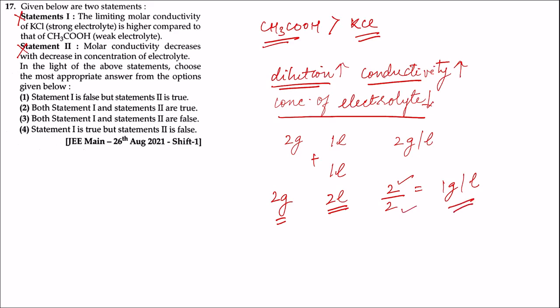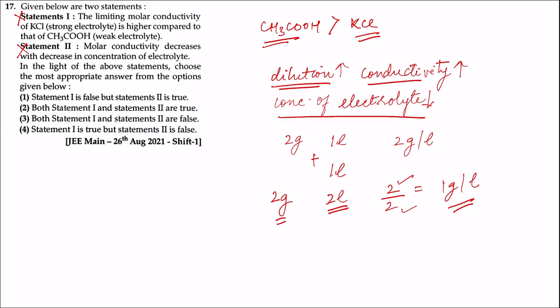So what has happened, on increasing the dilution, the concentration of the electrolyte in the solution has decreased, but the conductivity increases because on dilution the ionization of the weak electrolyte increases. More and more electrolyte ionizes into its ions, and due to the formation of ions, conductivity increases. So statement 2 is also incorrect.